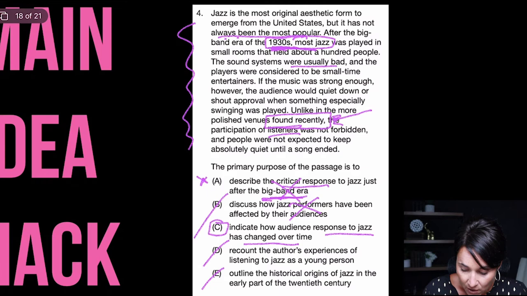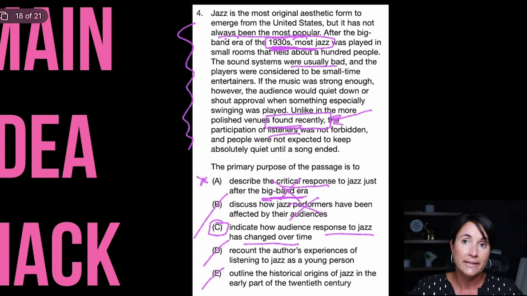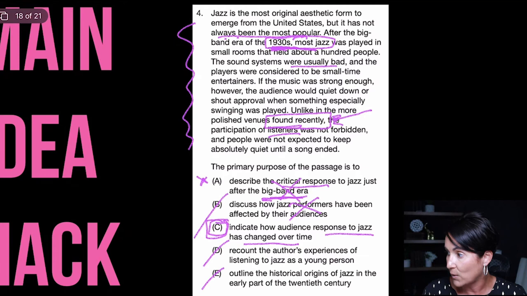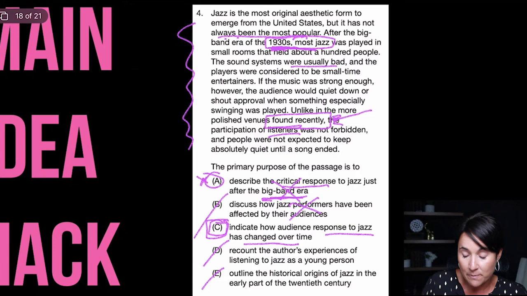They used to yell and scream in the jazz rooms or whatever. And now I guess when people listen to jazz, they sit quietly and wait till the thing is over and then they clap or whatever. So that is why C is going to be the best answer there, okay? And notice A is pretty good. You might have tried A. You might have grabbed it because you remember big band and it's saying a response and it does talk about that. Big band is too specific.